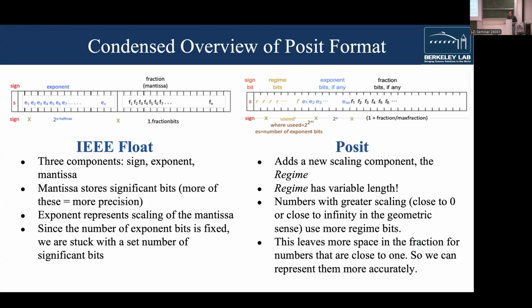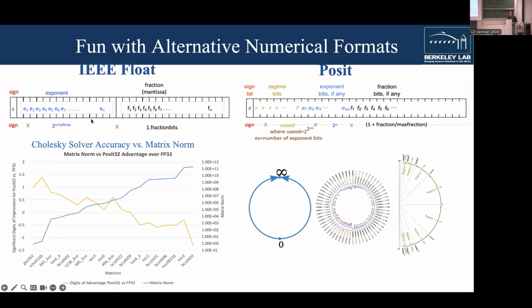I think you guys are all probably familiar with posits, but rather than just having exponent bits, you have regime bits in addition to exponent bits. And the regime bits make it behave more like a logarithmic data type than just an exponential.